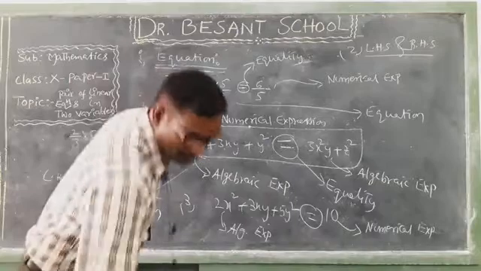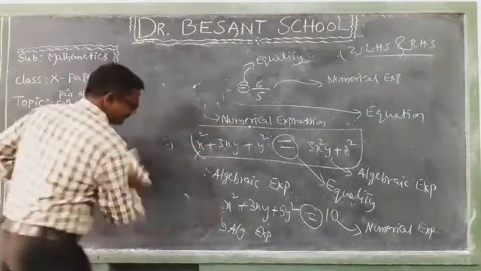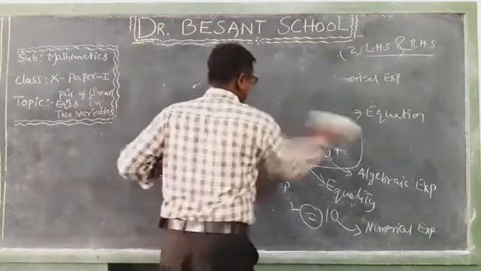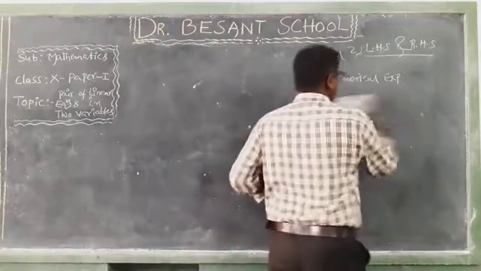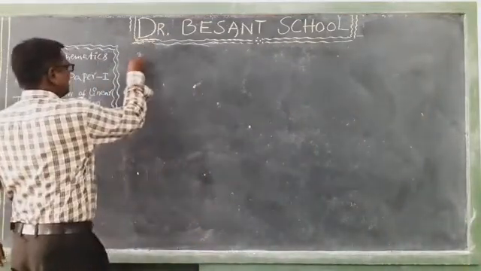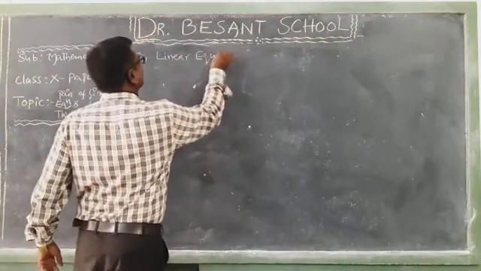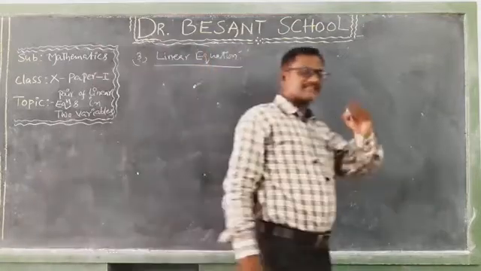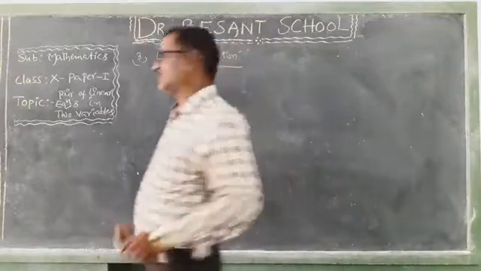Okay, children? Now observe. My next, third definition is linear equation. What is called a linear equation? Children, observe. Third one, linear equation. An equation with degree 1 is called a linear equation.